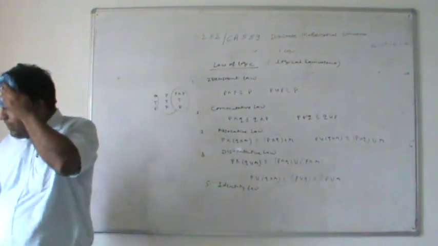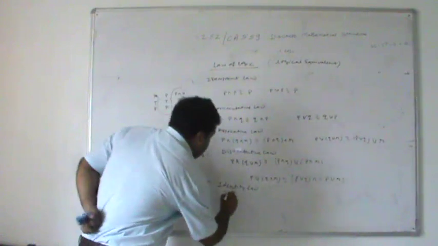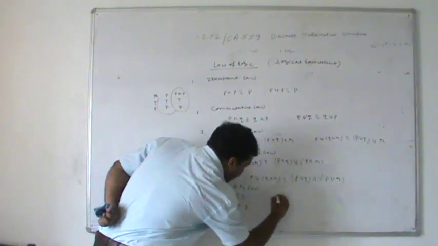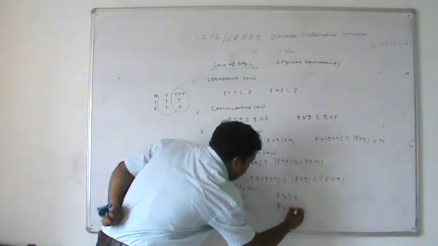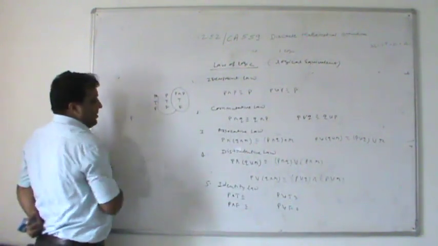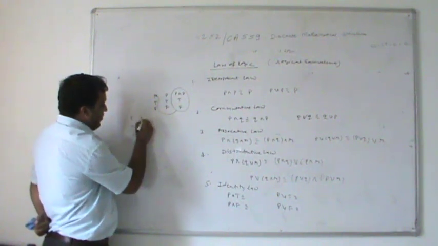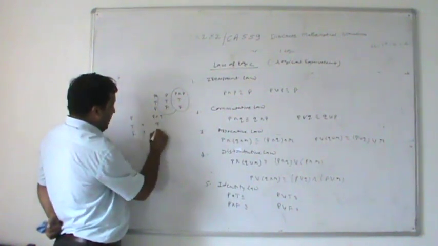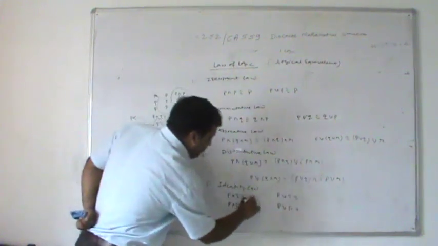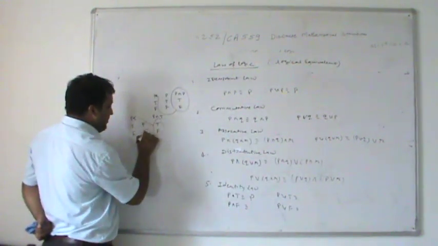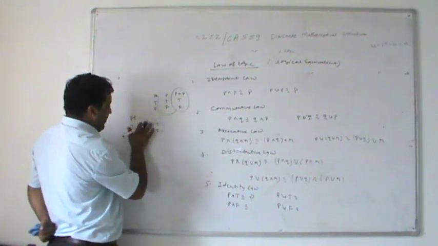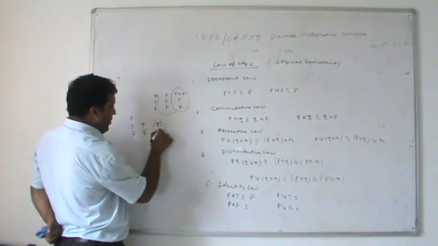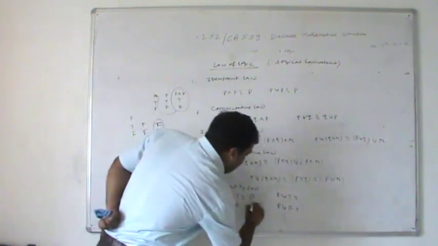In the case of the identity law, we use P and T equals what, P and F equals what, P or T equals what, and P or F equals what. We can find out: suppose the P value is either true or false, and we perform with T. What will be the value of P and T? It is true, it is false, which is nothing but equivalent to P. Now P and false: if both values become false, what is the resultant value? Here we find P and F: true and false becomes false, and false and false is false, which is nothing but false. So here we get F.